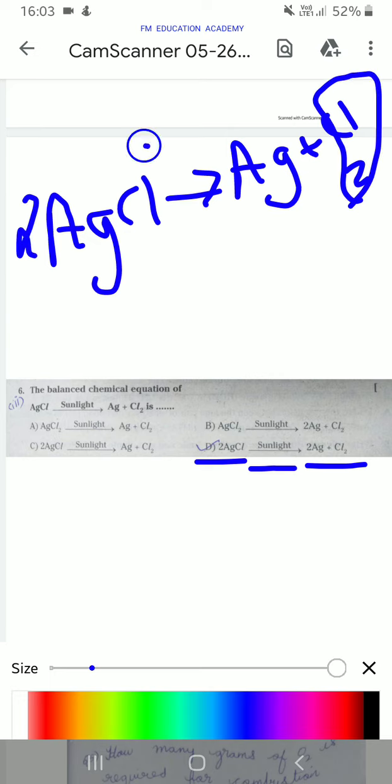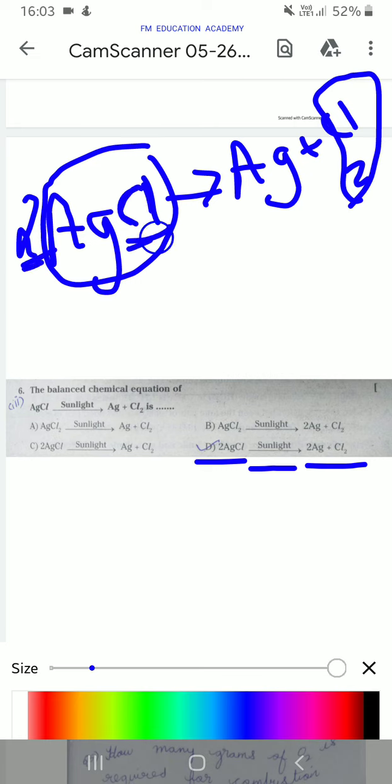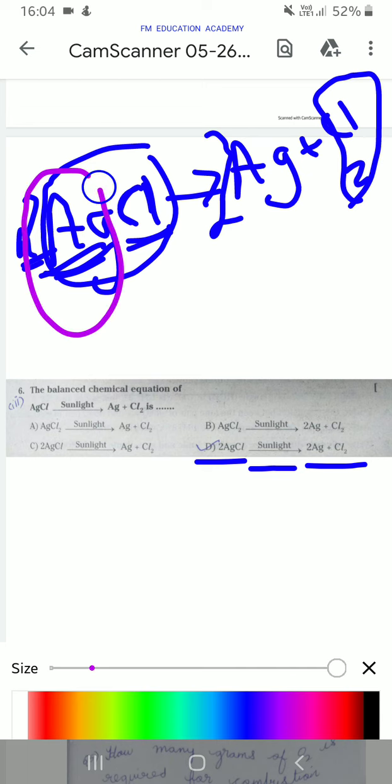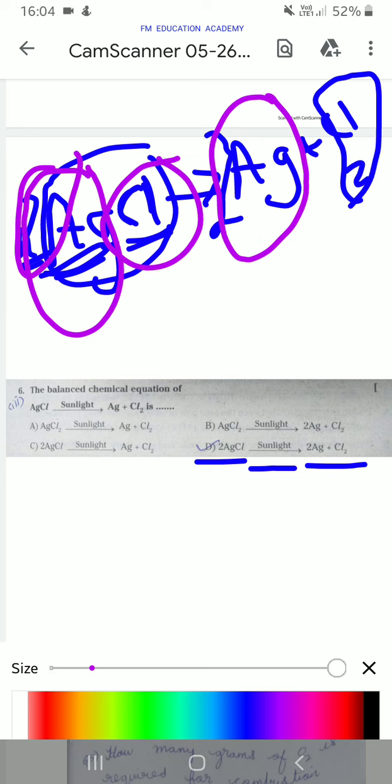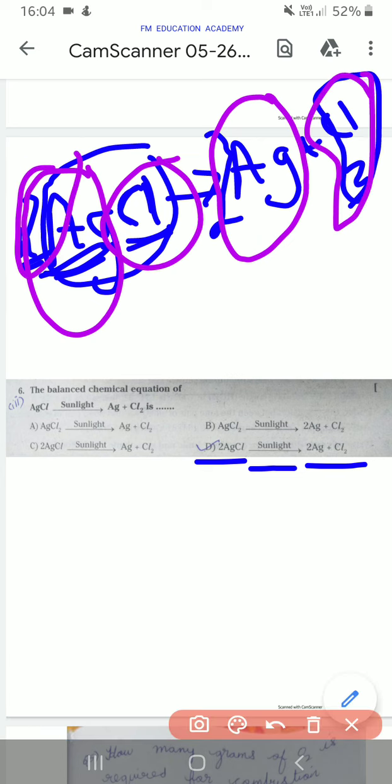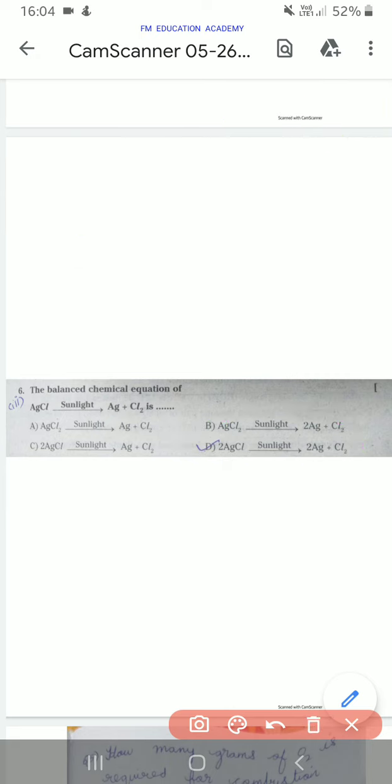You should add a 2 before AgCl for chlorine. If you add 2 before AgCl, the 2 also gets added to silver, Ag. So it means that on the right-hand side also you should get 2. Now how many atoms are there of silver on the left? 2. How many on the right-hand side? 2. So balanced. How many atoms of chlorine? 2. How many on the right? 2. So it is balanced. That is why this is my balanced equation. This equation is important also.